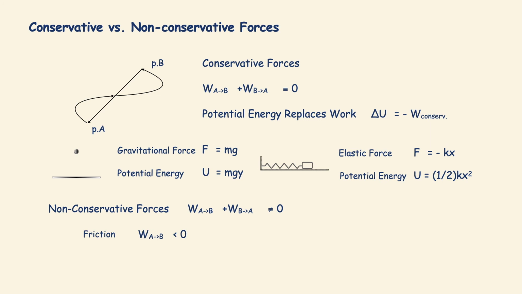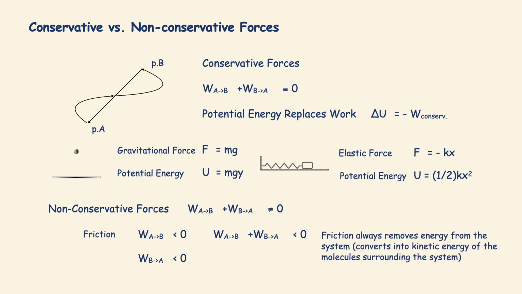Here's a classic example from mechanics: friction. Friction is a non-conservative force. Imagine you slide from A to B along the curved path, and you know that friction is going to take away some of your energy, so the work will be negative. Then you can slide back if you wish along the same path, but the friction is never going to give you back that energy. Once again, on the way back, it will remove even more energy from you. So overall, when you add the two effects on the way there and back, you will see that the work of friction will always be negative. We say friction always removes energy from the system.